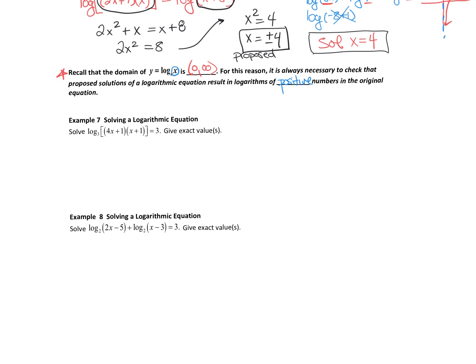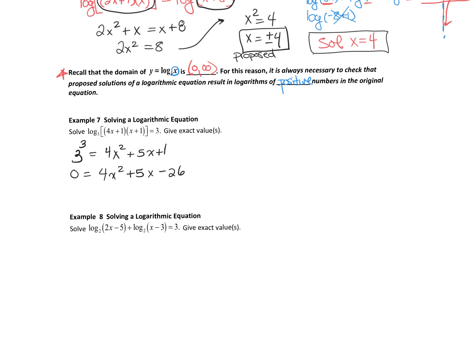Here we have log base 3 of (4x + 1)(x + 1) equals 3. Here I can just convert this logarithmic equation into its equivalent exponential equation and get 3 cubed equals 4x squared plus 5x plus 1. And 3 cubed is 27. So if I subtract 27, I get negative 26.